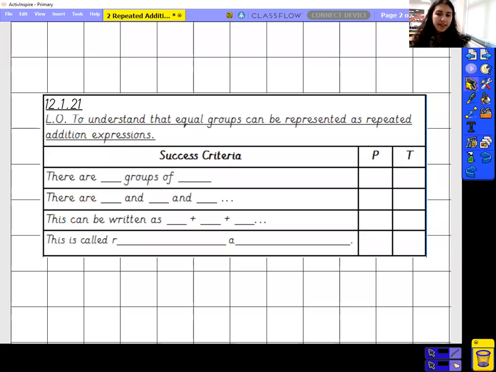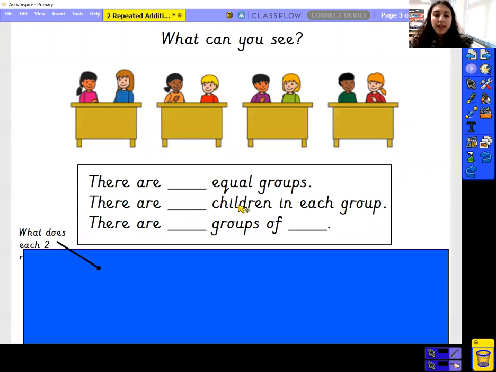Okay, so for our math lesson today, we're going to carry on looking at multiplication and equal groups, building on from what we learned yesterday. So today we're going to look at something called repeated addition. Can you say that? Repeated addition. Well done. So let's have a look at what that looks like.